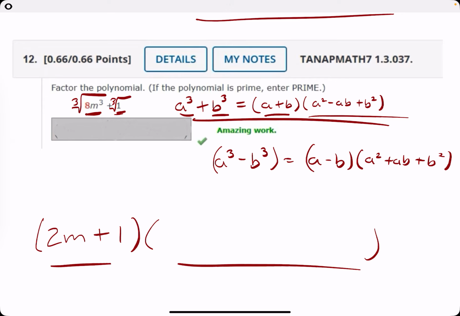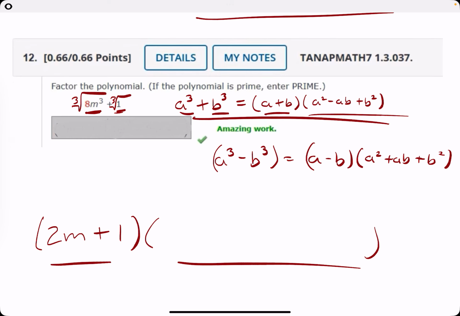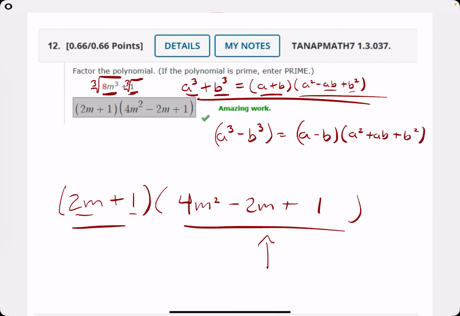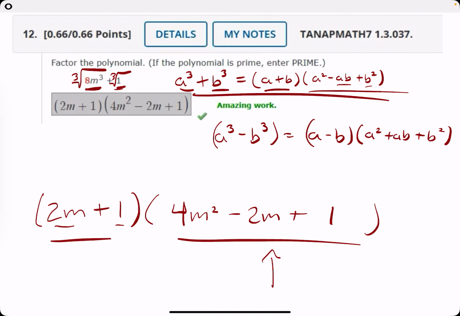So again, a is 2m. So a squared is 2m squared. 2m squared is 4m squared, because 2 times 2, m times m. A times b is 2m times 1, so minus 2m. B squared is 1 times 1, or 1 squared, so just 1. And that's it. We typically can't factor the second part whenever we do a sum or difference of two cubes.